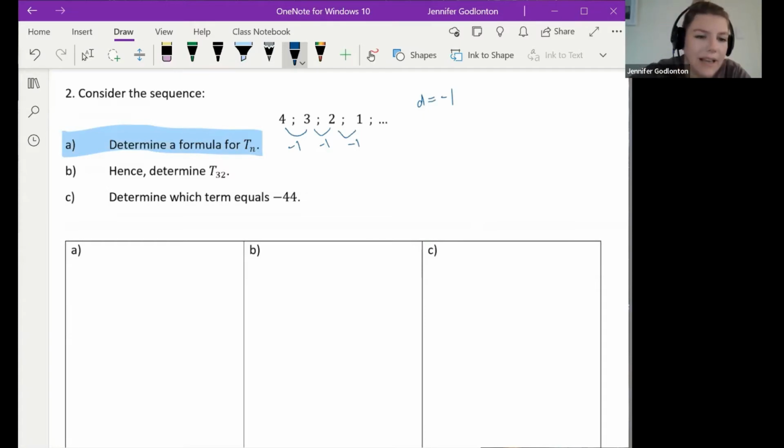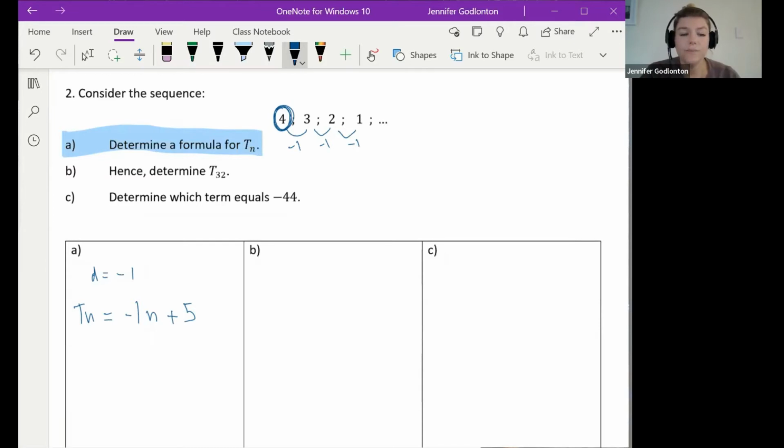Then we think about what Tn is going to be. Let me write this in this box that I've made for myself. So Tn is equal to our constant difference times n. Our constant difference is -1. And how would we get to 4 from -1? In order to get from -1 to 4, I would have to plus 5. And so my formula is going to be -1n plus 5.